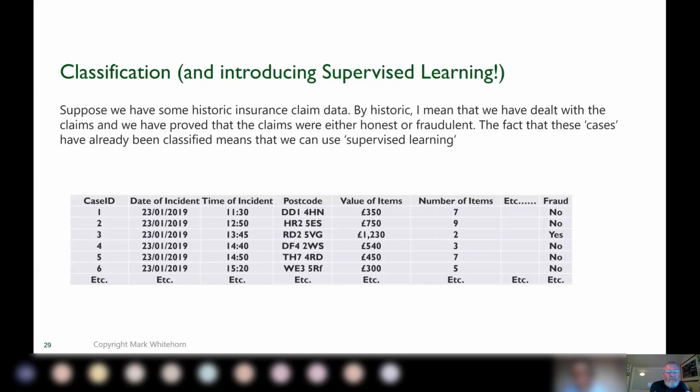So, suppose we are now an insurance company. We've got out of the advertising game. It was good for a while, but we're bored with it now, and we've decided to go into insurance. So we have some historic insurance claim data.